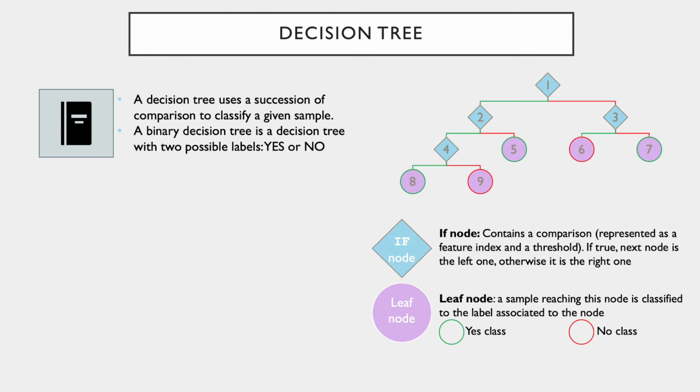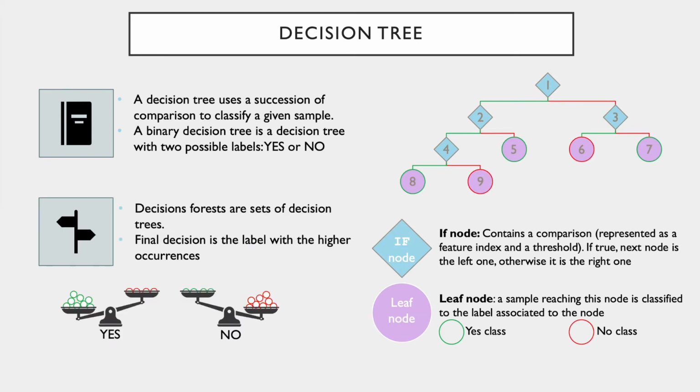At one point, the next node will be a leaf node. If the label associated to this leaf is yes, then the label associated to the sample will be yes, otherwise the label associated to the sample will be no. Decision forests are sets of decision trees. Then the final decision will be the label with the highest number of occurrences.